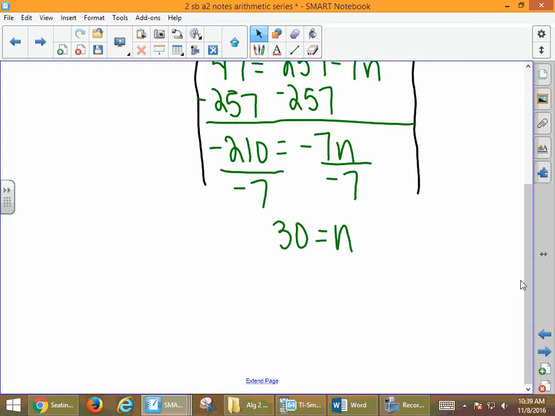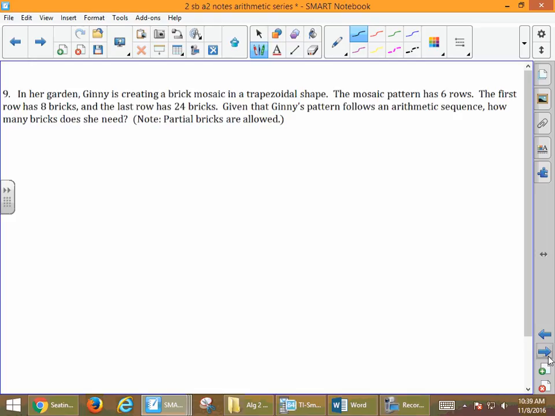As we finish here on this last problem: in her garden, Jenny has created a brick mosaic in a trapezoidal shape. So just in case you forgot, there's roughly what a trapezoid looks like. Very rough sketch of that. And it says the mosaic pattern has 6 rows. The first row has 8 bricks in it, and the last row has 24 bricks in it. Given that Jenny's pattern follows an arithmetic sequence, how many bricks does she need?